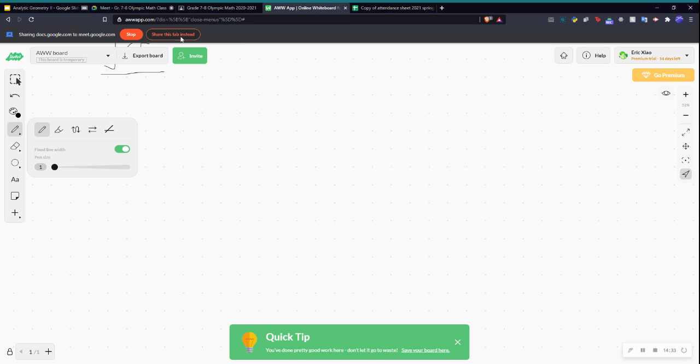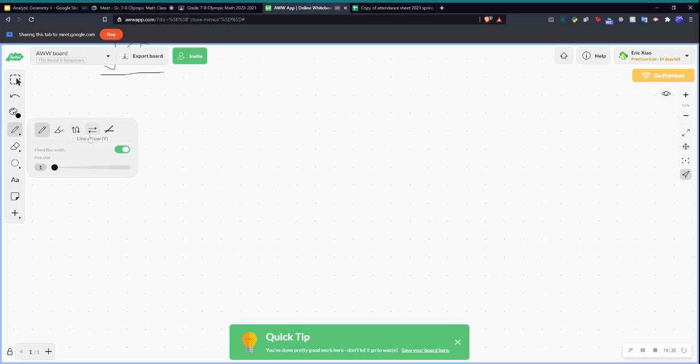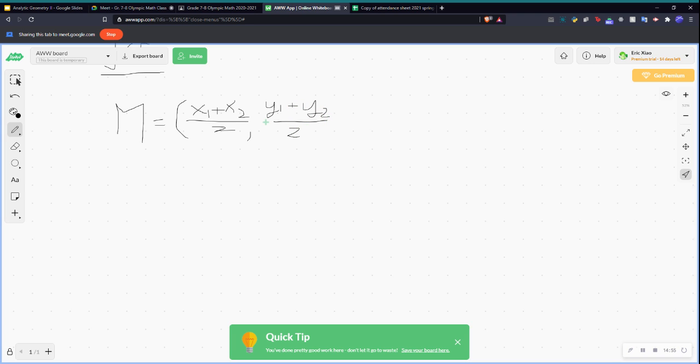All right, so let's take it up. Okay, let's use a whiteboard. So let's write down the midpoint formula again. Y1 plus Y2, divide that by 2. There you go.